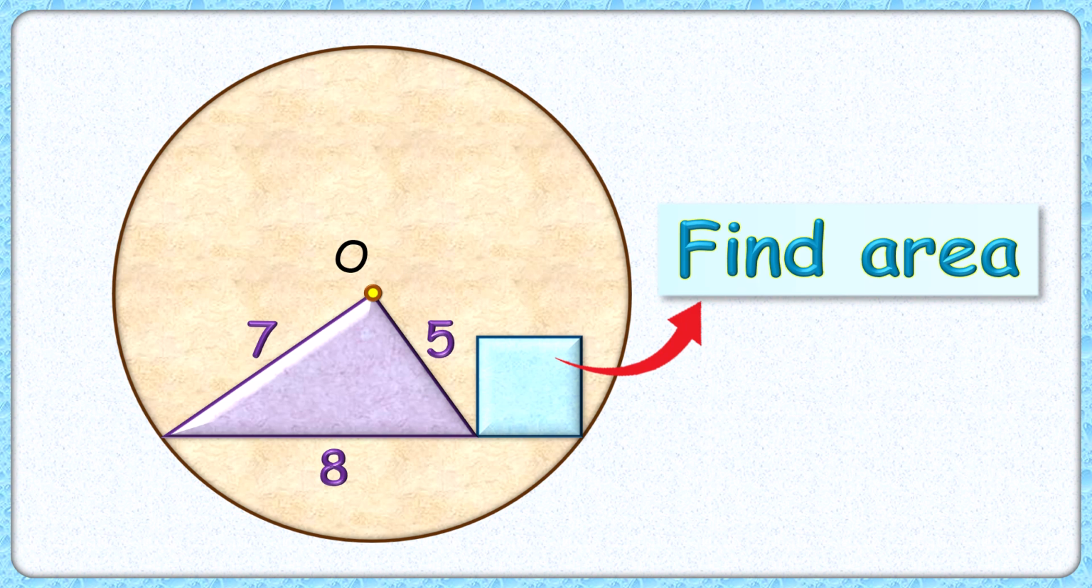Welcome everyone. The interesting question given to us is a triangle and a square inside a circle with center O. The side lengths of the triangle are 5, 7 and 8 centimeters. The base lengths of the triangle and square are in a straight line. The exciting part is that with this limited data we have to find the area of the square.